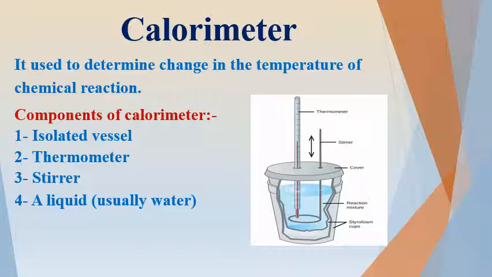The idea of working here: firstly, at the beginning of the reaction, the thermometer measures the initial temperature of water, and you record it. Then at the end of the chemical reaction, you will measure the temperature of the water by the thermometer, then record it. Then you can calculate easily the difference in temperature, which is T final minus T initial.